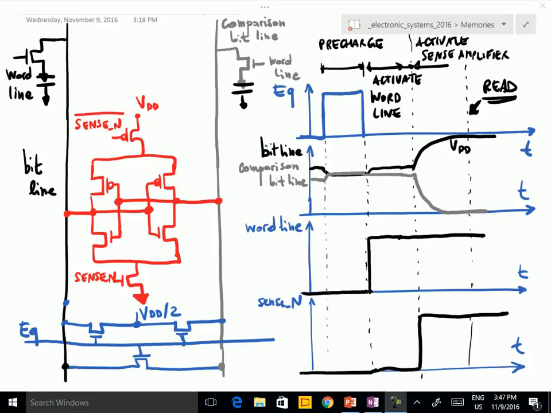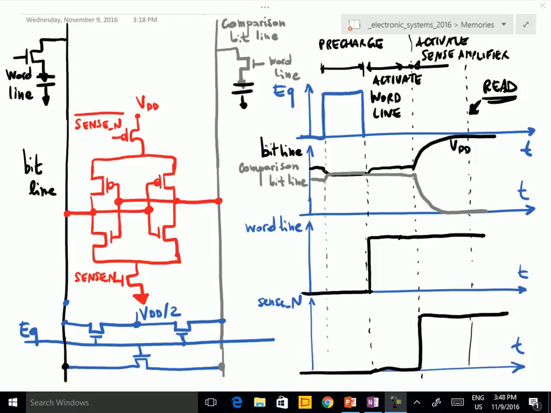We need to mention something regarding the architecture and the layout, the different possibilities that we have for the layout area. And of course, if we look at this scheme, the comparison bit line must be a bit line which is not accessed by a read operation. So a bit line that has all the word lines not active.